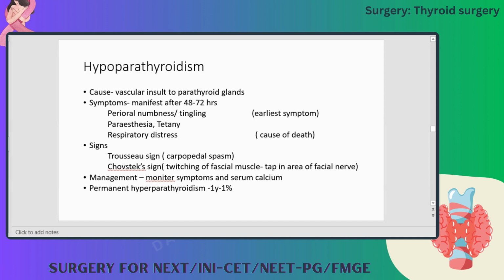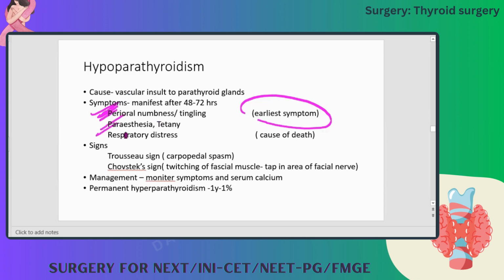They ask this: what is the earliest symptom? It is perioral numbness. The patient will complain of perioral numbness. Most of the times in the ward, the patient will tell us, I am feeling some numbness here, and we'll say it's okay. But that is an important sign. The earliest symptom is perioral numbness and tingling.